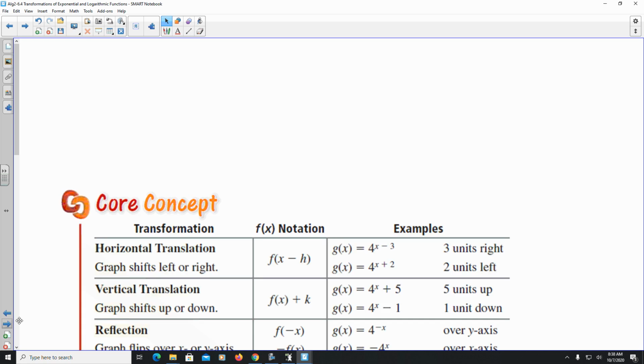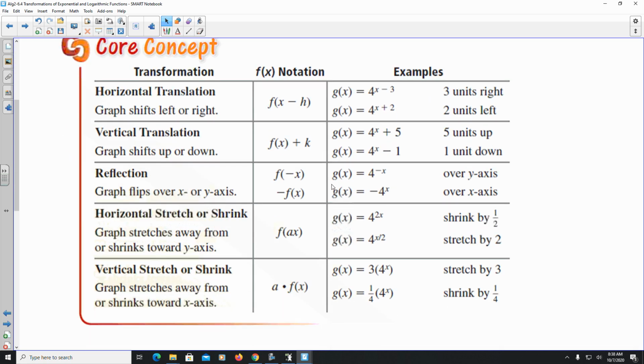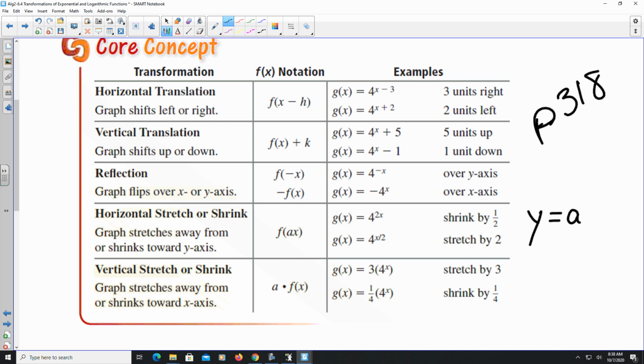If you look at this table here, you can find this table for exponential functions on page 318 in your text. These are all of the different types of transformations with respect to exponential functions. Please recall that the general form is y equals a times b raised to the x power.